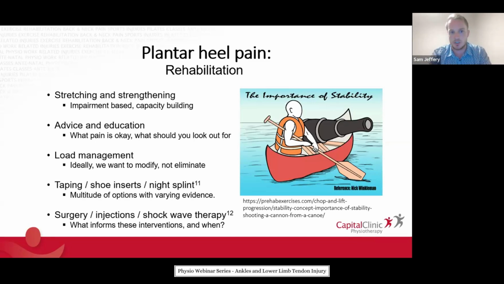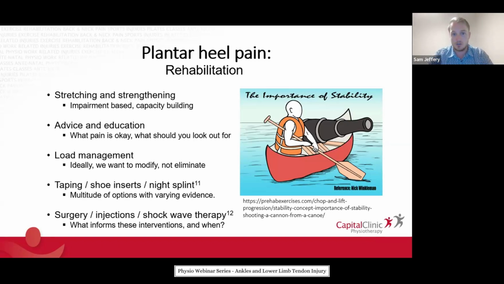Load management, which is really important. Ideally, again, we don't want people to become deconditioned prior to going back to their normal functions. So we're looking to modify their activity and not eliminate it if we can. And if we need to modify that by using things like taping or shoe inserts, we will do that if we can keep them active and moving without prolonging their recovery or damaging. We want to try and keep those people active and strong.